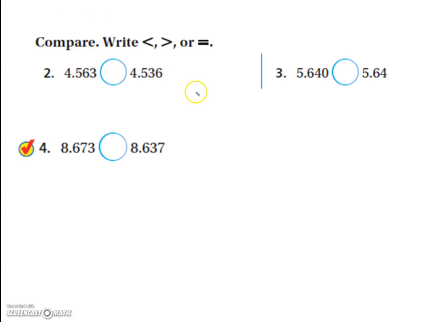Now on your homework, there are problems like this where you just have two numbers right next to each other, and you have to figure out whether it's less than, greater than, or equals. Now, I taught the students, and if you forget which one to use, remember that this sign is like a mouth of an alligator.